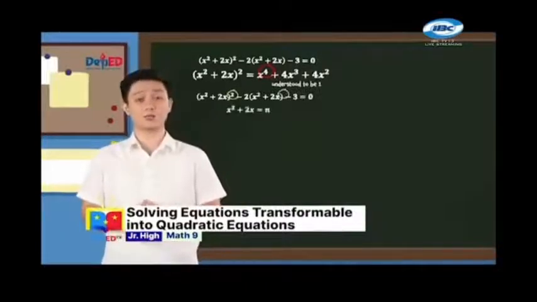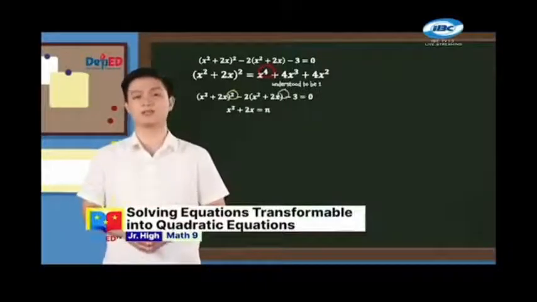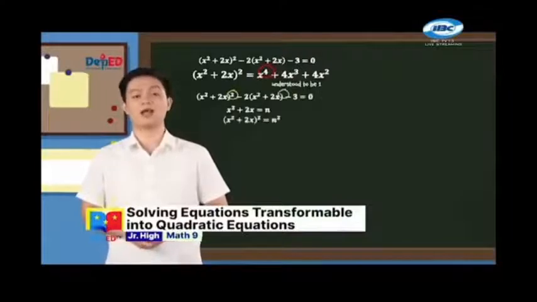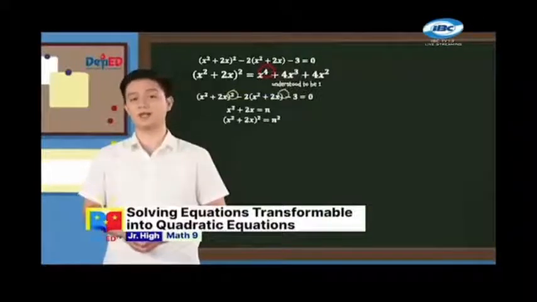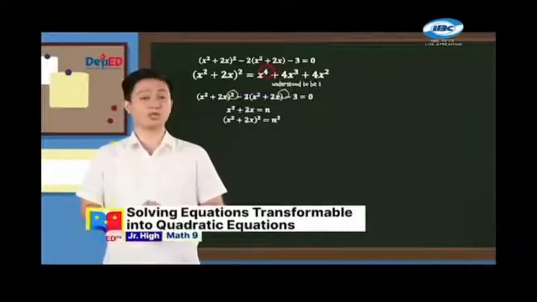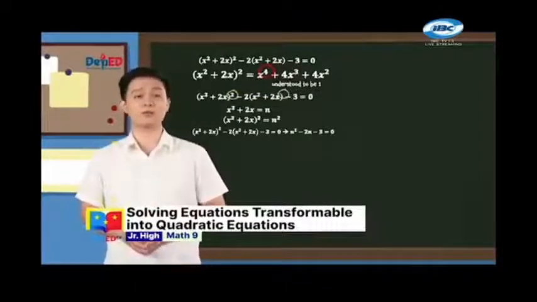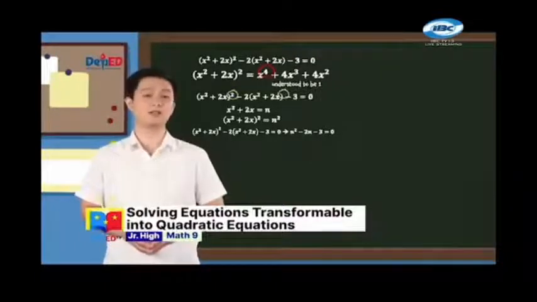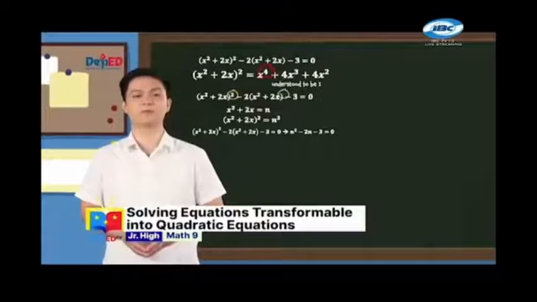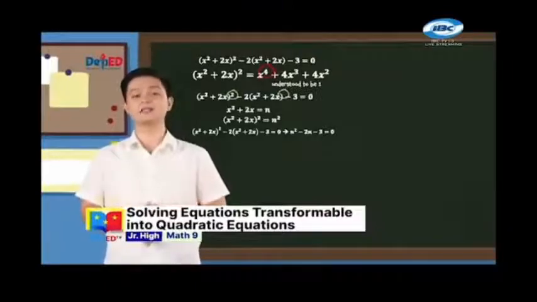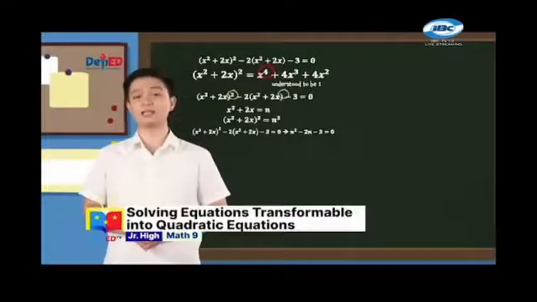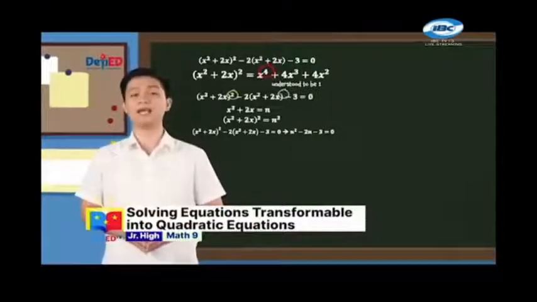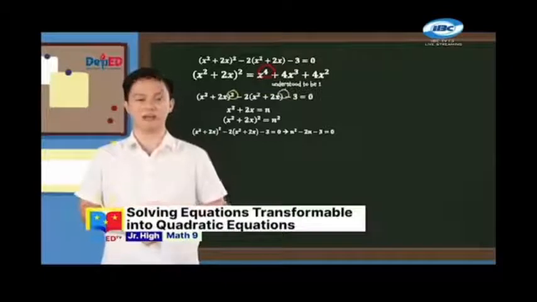Say we let x squared plus 2x be equal to n. It follows that x squared plus 2x quantity squared can be represented as n squared. So in terms of n, the equation can be rewritten as n squared minus 2n minus 3 equals 0. Our task now is to solve the equation n squared minus 2n minus 3 equals 0. And we can do it by factoring.